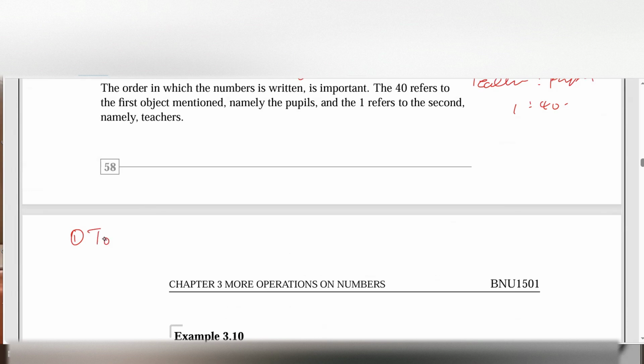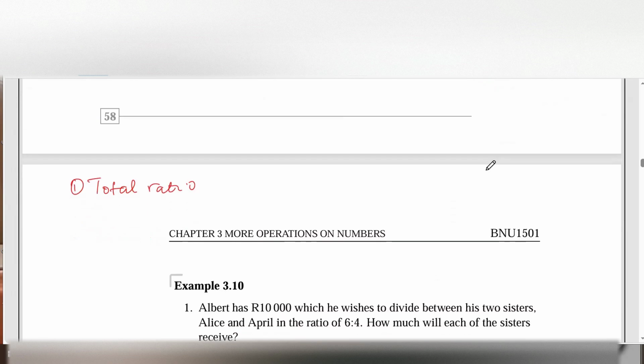Number one, you need to get the total ratio. In this case, we have 6 plus 4, which gives us 10. Then we get the amount that is going to be shared and divide it by the total, meaning 10,000 divided by 10, which gives us 1,000. Every one part of the ratio represents 1,000.